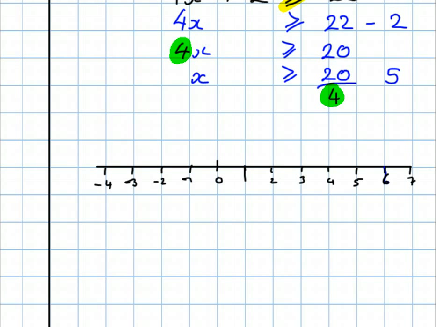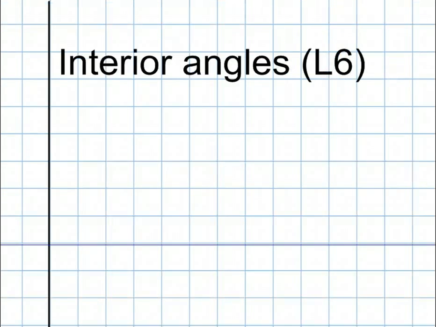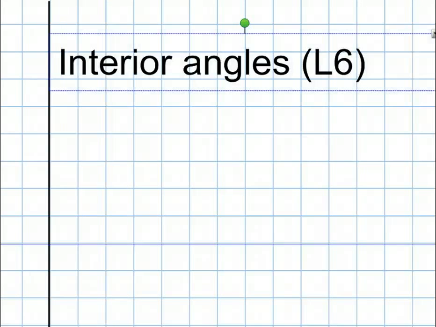And how do I show that on the number line? Well, I put a dot on 5, and as x can be equal to it, I fill it in, and then I show an arrow pointing to the right to show that x can be anything from 5 to the right, 5 or bigger. Let's look at that number line again with another one.